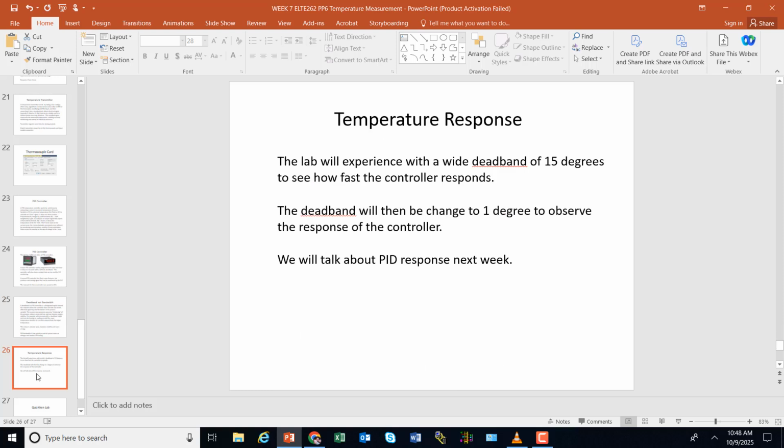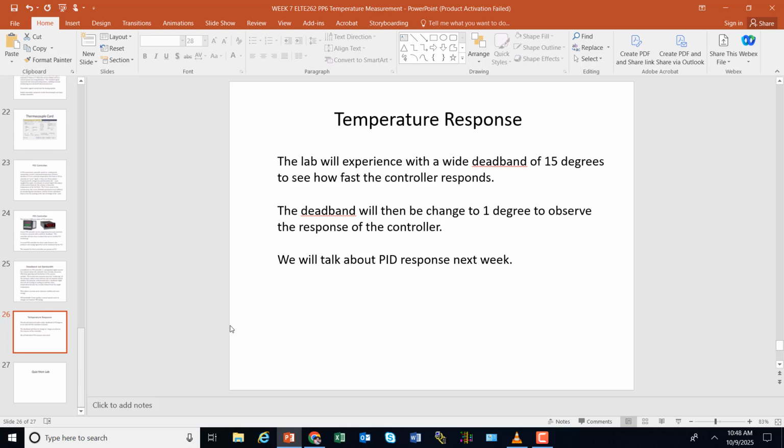So once again, we're going to start with a deadband of 10, 15 degrees, just to see how it responds. And then maybe put it at 1 degree just to observe the response of the controller. We'll do a little bit more with PID next week. I just want to see how we get through this one. I can make the PID a little bit shorter next week.